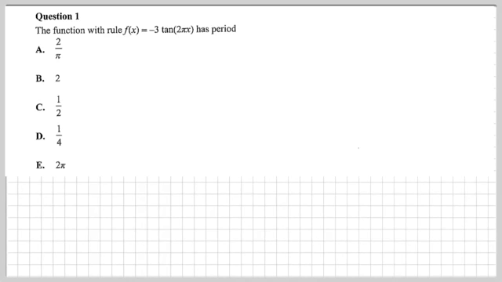Okay, question 1. The function with rule f of x equals minus 3 tan 2 pi x has period. Which one is the correct answer? Okay, you have a shot, come back.